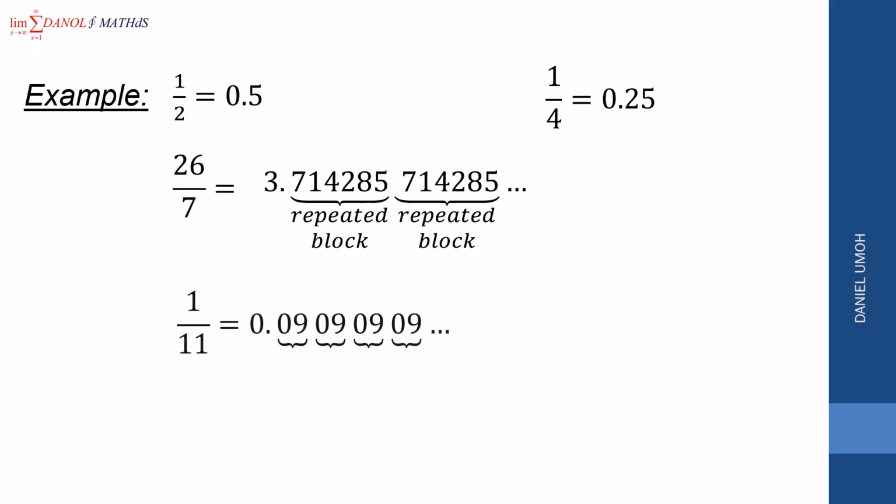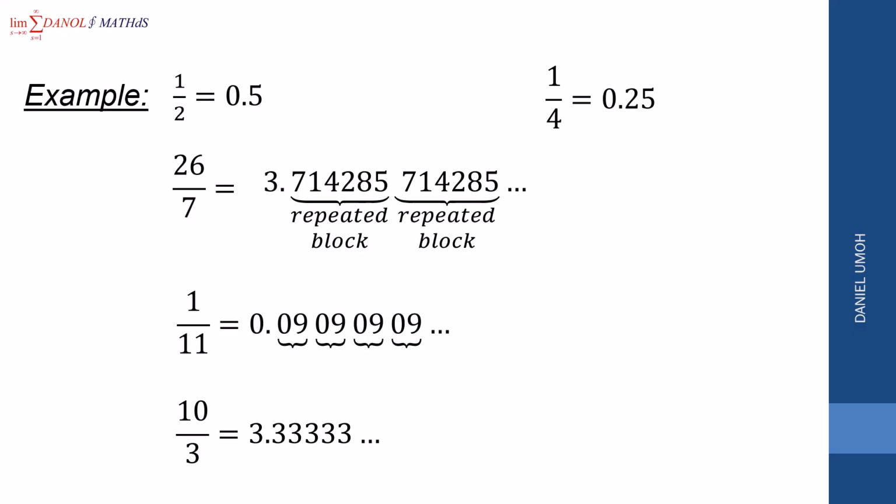For example, again, 1 over 11 gives us 0.09090909 and so on. You can see the repeated block 09, 09, 09, 09. So these are the repeated blocks. Another example of rational numbers to help you understand this concept is 10 over 3. And 10 over 3 gives us 3.33333. Of course, you can predict the next numbers because it has a repeated block. I hope you understand this concept of rational numbers.